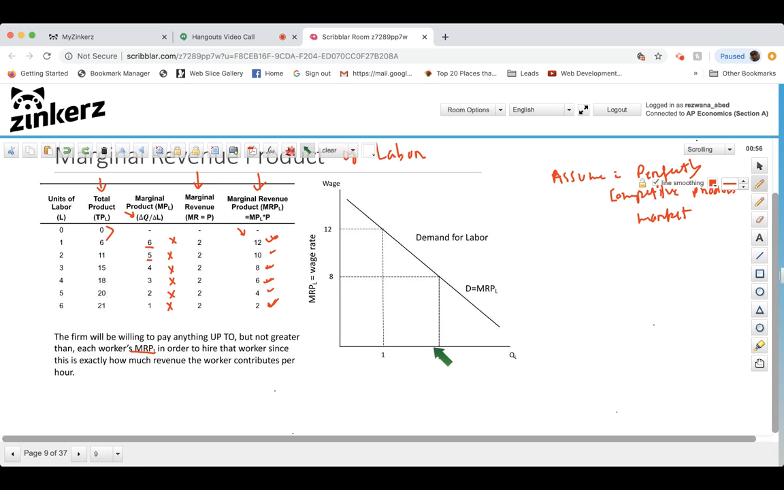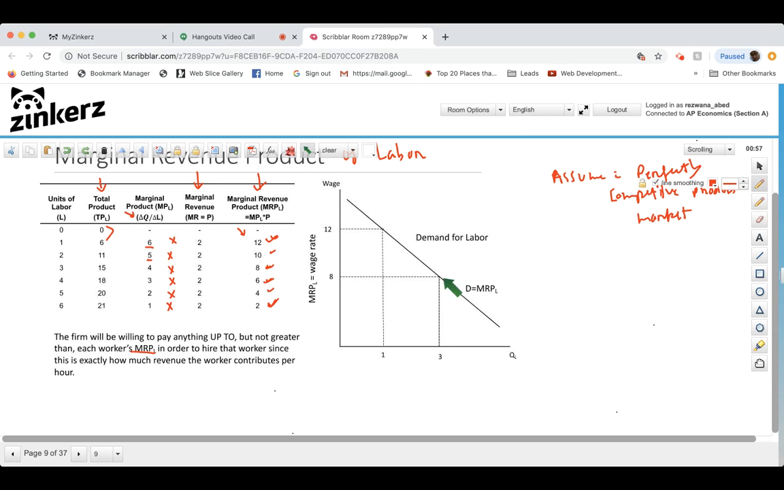But for the third worker, his marginal product is lower than the first worker's. The first worker's marginal product was 6, he could make 6 loaves of bread per hour, and the third worker could only make 4. So therefore his marginal revenue product was lower than the first worker's. For the first worker it was 12, for the third worker it's 8. So the maximum amount that the farm would be willing to pay him is $8. They would also be happy to pay him anything less, like $7.50, but nothing more than 8. The maximum they would be willing to pay is 8.